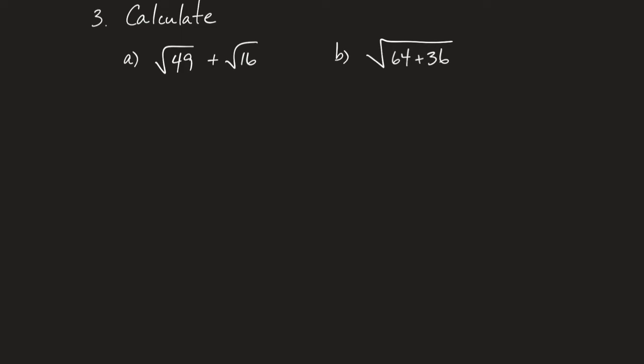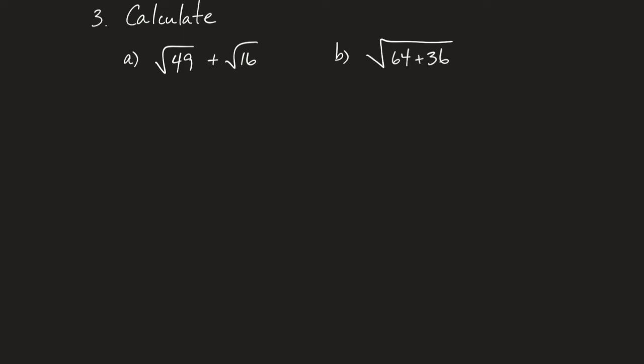Everybody should be good to remember what a square root symbol looks like, but just keep in mind, there's your little reminder. You would have dealt with it last year. There is our square root operation. So you work your way through calculating question A. What is the square root of 49 plus the square root of 16? Then in question B, I want you to calculate the square root of 64 plus 36.